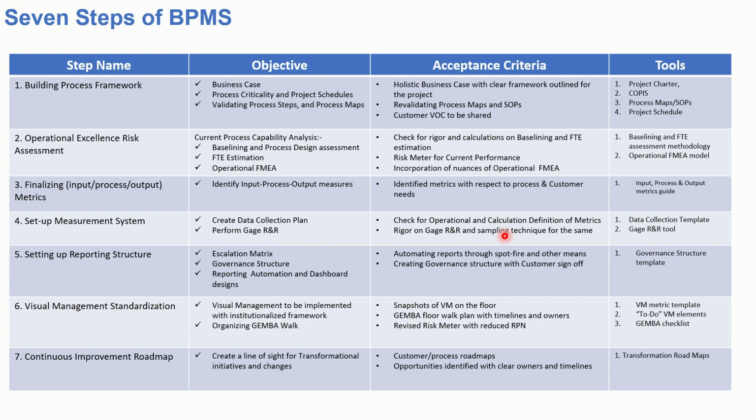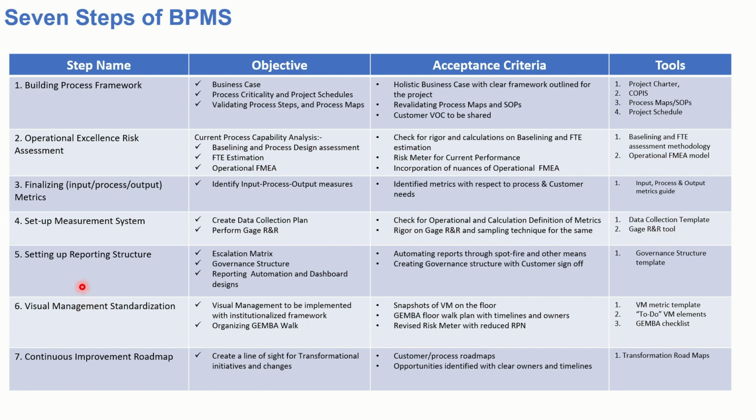The acceptance criteria of this particular step are check for operational and calculation definitions of metrics. It is important to define the operational definition and the formulas for the metrics which we are defining so that everybody collects the data in the same way. In this particular step, rigor on gauge R&R and sampling techniques should be given. The tools that are used in this phase are data collection template and gauge R&R.